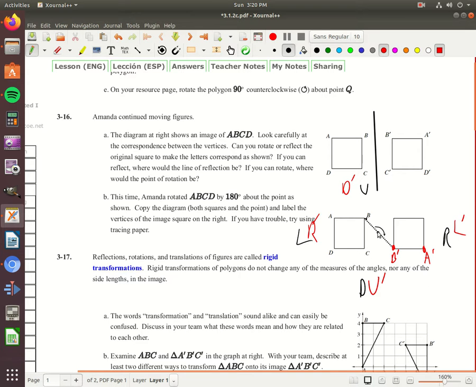To get to my C, I went left a little bit and down a little bit. So I'll go new left a little bit and new down a little bit. This will be my C prime. And to get to D, I had to go left a lot and down a little bit. So I'll go new left a lot and new down a little bit. And this will be my D prime.